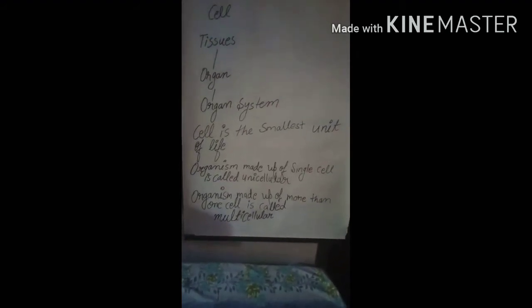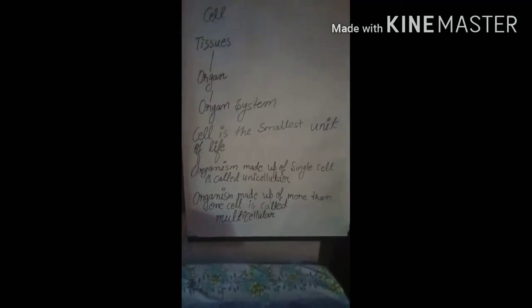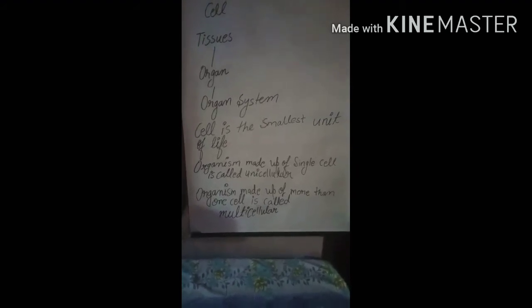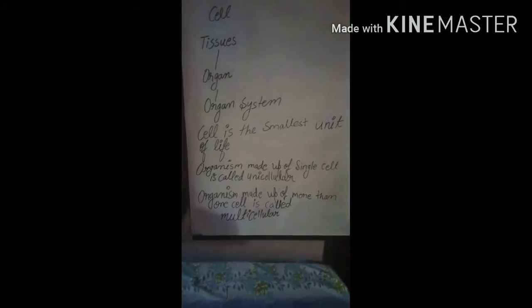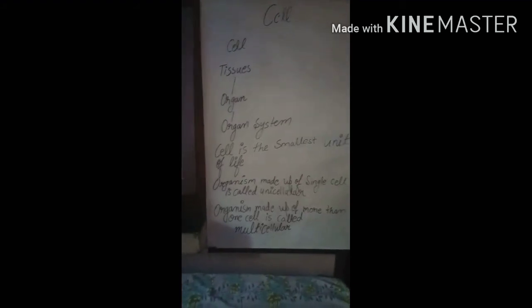An organism that is made up of a single cell, means made up of one cell, is known as unicellular, like amoeba. And an organism made up of more than one cell, means two cells, three cells, four cells, thousands, millions, is called multicellular, like plants and animals. Understood? Cell is the smallest unit of life. All living things, whether they are plants or animals, are made up of cells. Just as small bricks together form a house, in the same way our body is made up of small cells together forming a united body.